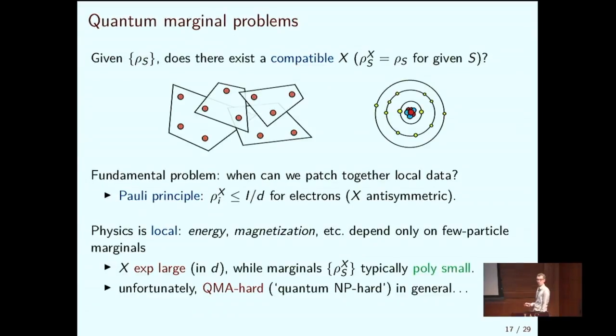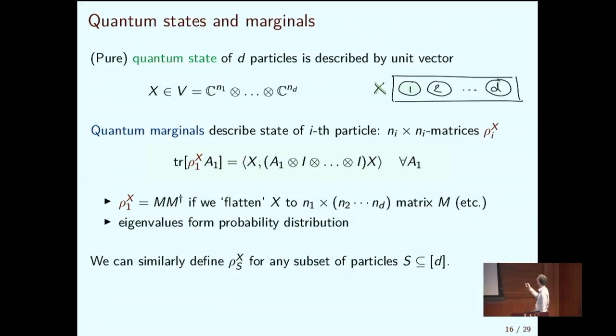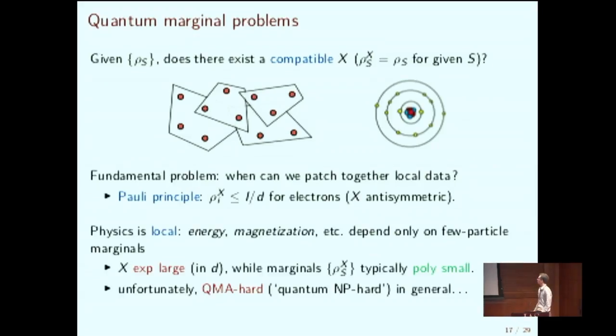And that's an interesting problem to us, because many properties that we care about actually only depend on marginals of few particles, right? D is the number of particles. That's right, D is the number of particles. These n's were the dimensions, the number of degrees of freedom of the local particles, okay?